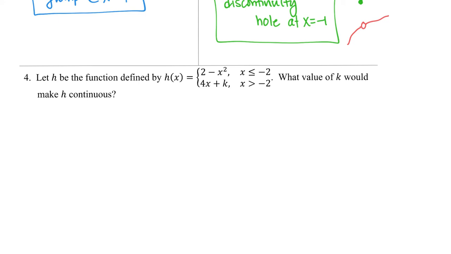So I'm really saying that at -2, the left side needs to equal the right side, and I'm plugging in -2 for x because that's the point I want to make this true at. So 2 minus 4 is -2, equals -8 plus k, so k would have to be 6 for this function to be continuous.